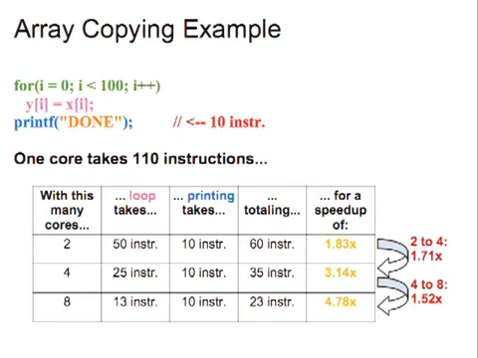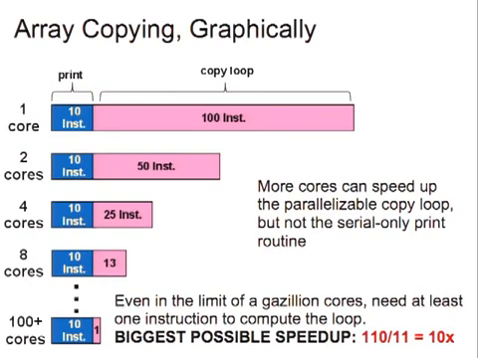When we doubled before from 1 to 2, 1.83. That's sublinear. 2 to 4, 1.71. That's even less sublinear. And then you can see that it gets worse and worse and worse. There's this marginal return from adding a core that diminishes the more that we have. And why is that? I think you know the culprit. It's this non-parallelizable print statement here.